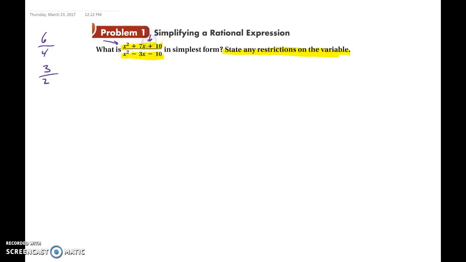So this positive sign tells me that they're both the same. This positive sign tells me that they're both positive. So we can write x plus and x plus. Factors of 10 that add up to 7 are 5 and 2.